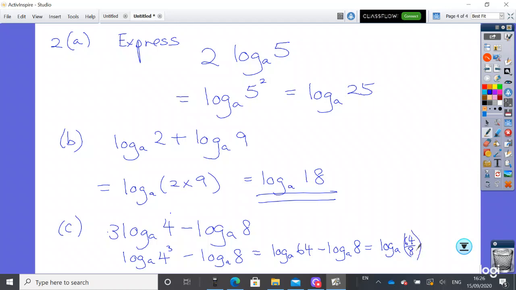And how many 8s go into 64? 8 times 8 is 64. So there are 8 lots. So that means it simplifies to 64 divided by 8, which is log base A 8. Finished. Okay, just double checking I haven't made any mistakes. Otherwise, this video will be invalid. Perfect. I've done it all correctly.